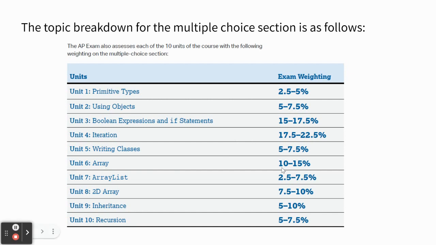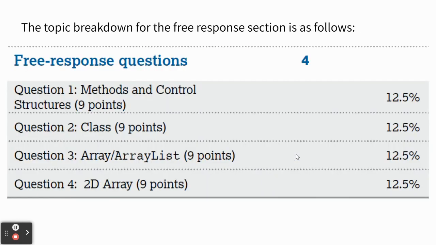Doing stuff with arrays is the next biggest thing. 2D arrays, legit level there. Inheritance, a tiny bit of recursion. Writing classes, not so much when you're doing multiple choice, right? Anyway, just that quick review.